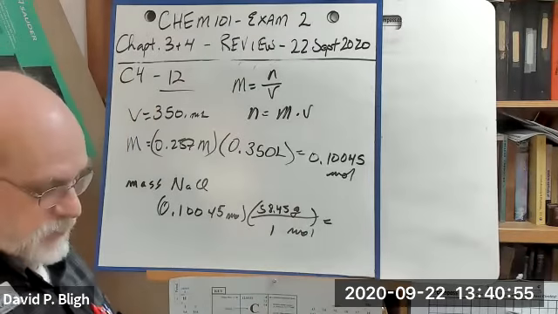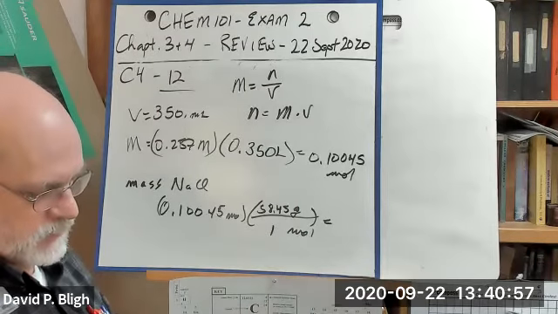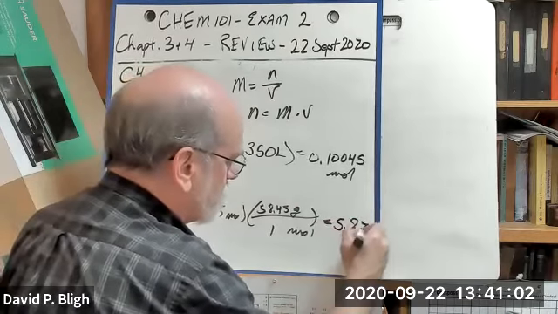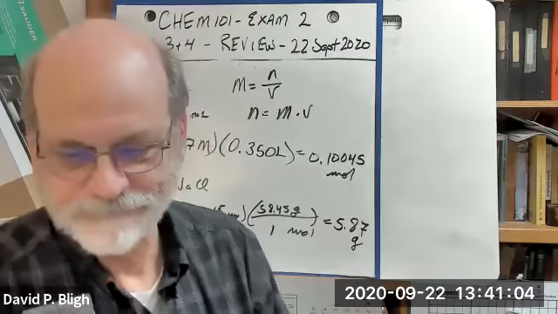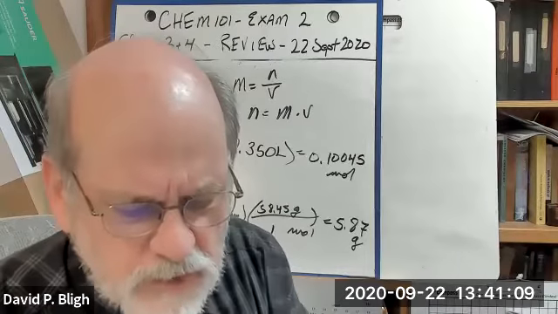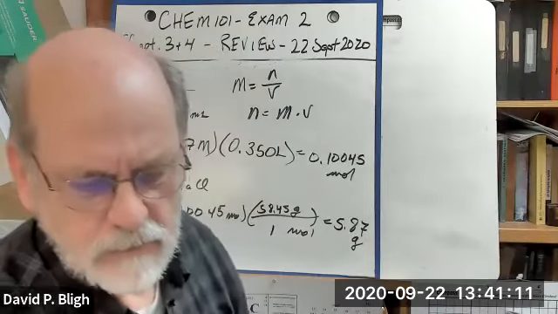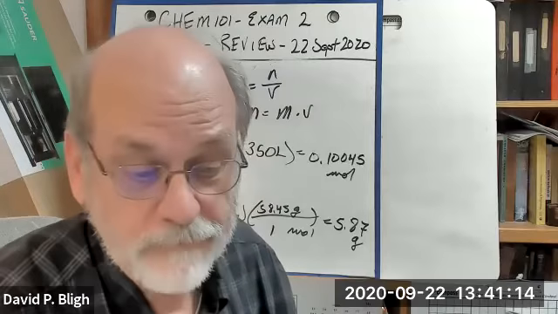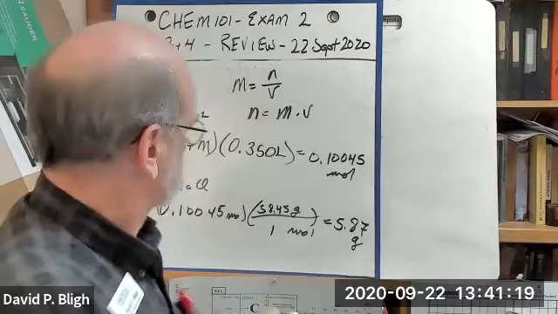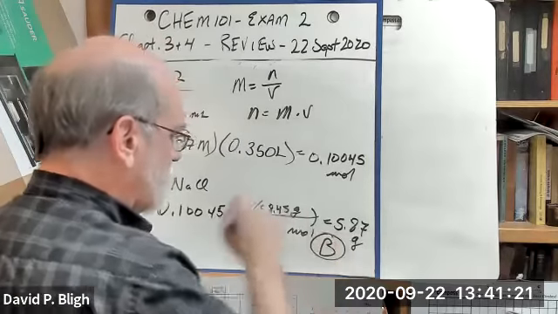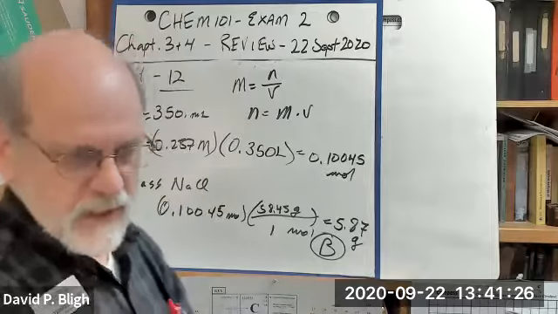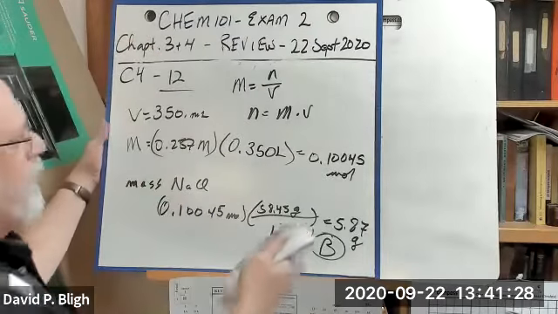All right, times, let's see if I still got it in here. Yeah, there it is. 5.87 grams. Okay, and the nearest one to that one in our choices is B. Wait a minute, I'm looking at the wrong one, sorry. Yeah, it is B, 5.87. Okay, that was a really simple problem just to wet our palate.